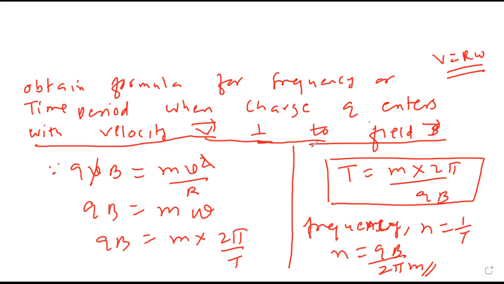So the first case was when it is entering parallel, it will move without any change in velocity or path. Second case, when it enters perpendicular, then it performs circular motion. We have derived formulas for radius, time period, and frequency. Shall I clear it? So first it was moving at angle theta 0, then at 90, now between 0 and 90. Then we'll see what will be the nature of the path. First was a straight line, second was a circular path, third we'll see how it will be.